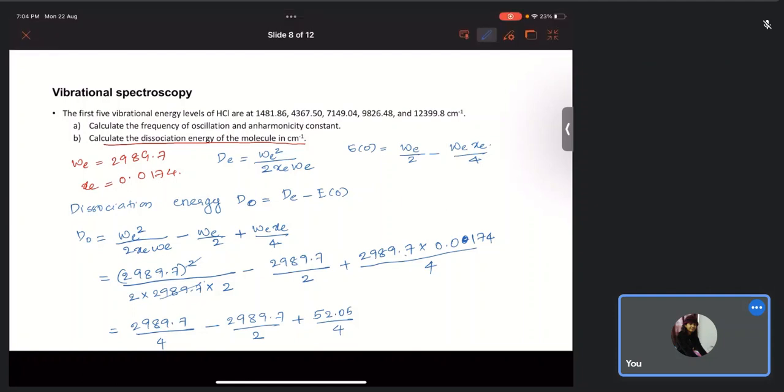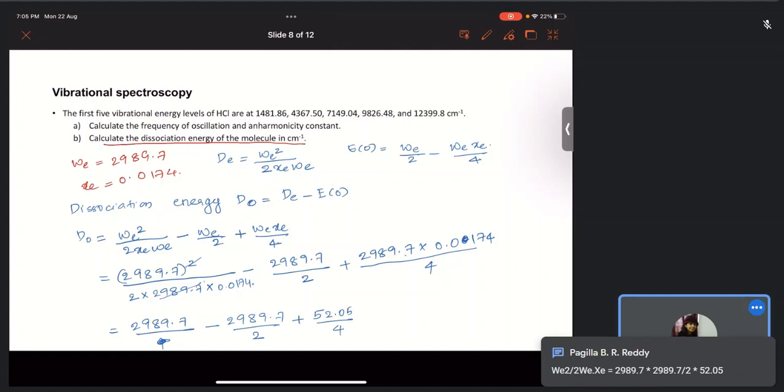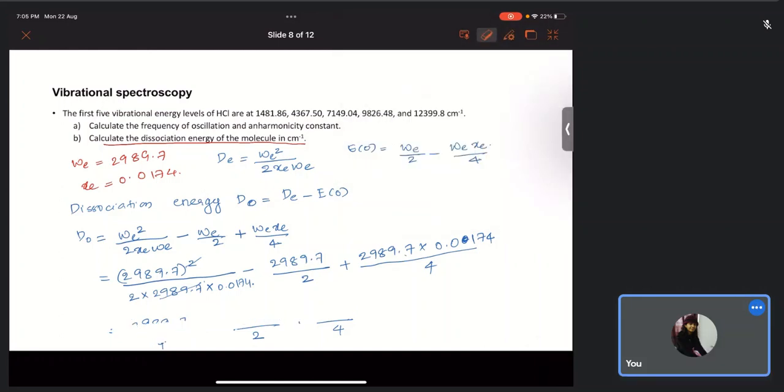Okay, 0.0174, 2989.7. Okay, fine. Okay. So here I have made a mistake by putting it as 2. This should be 0.0194.